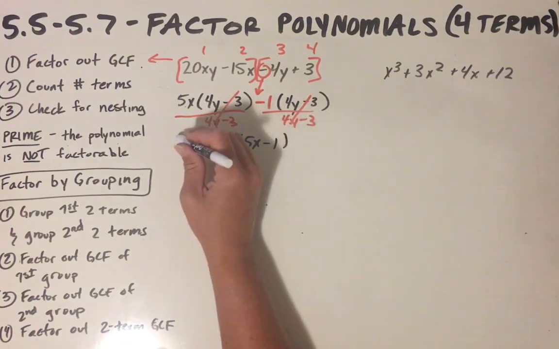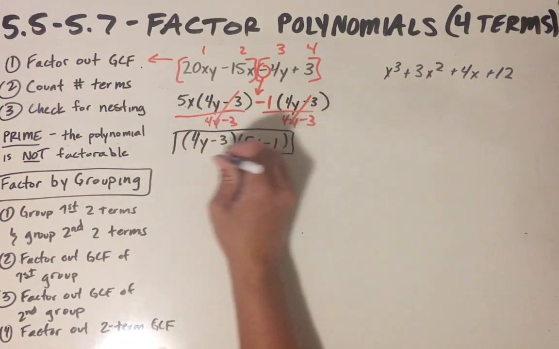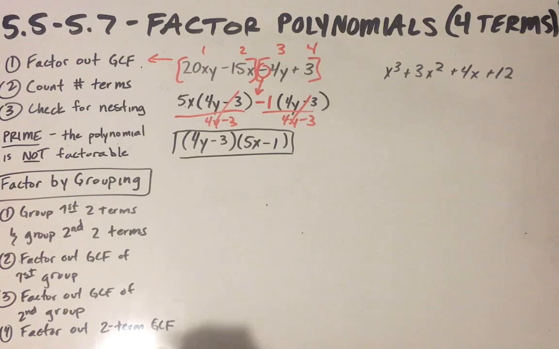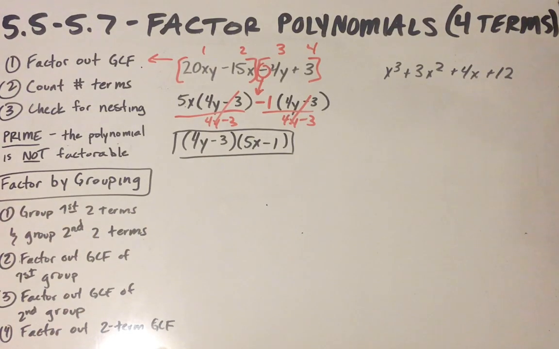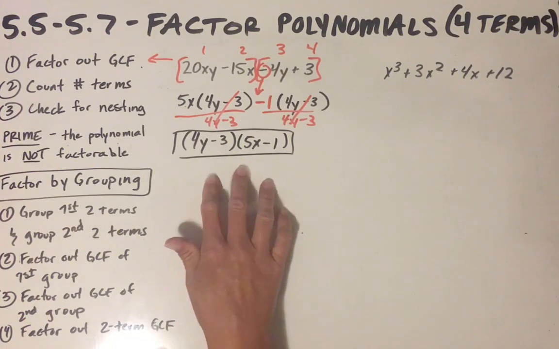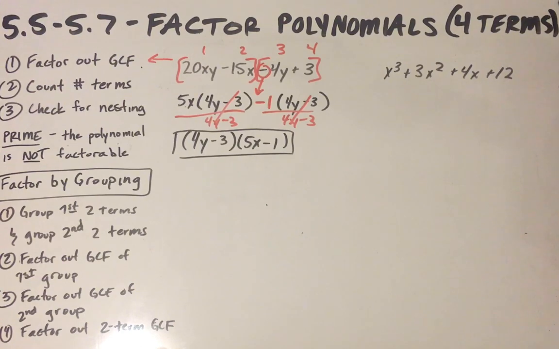So this is factored completely, and this is how we factor four-term polynomials. Again, this method is called factor by grouping. We use this method when we have four terms. Some people use this method when you have 3 terms as well, but I don't teach that method. So when we have 4-term polynomials, we use factor by grouping.